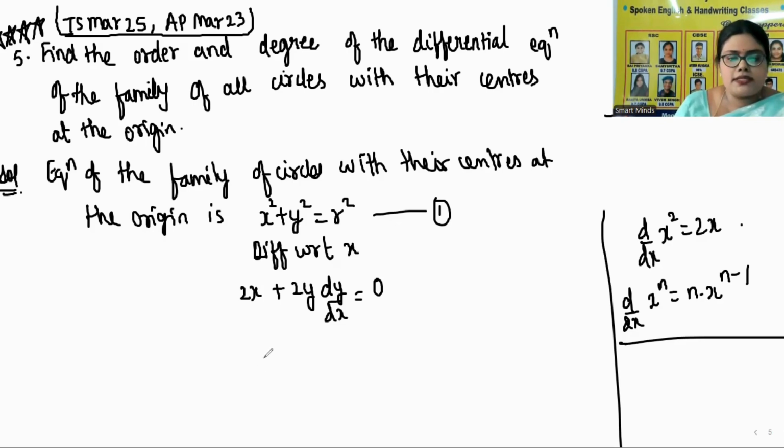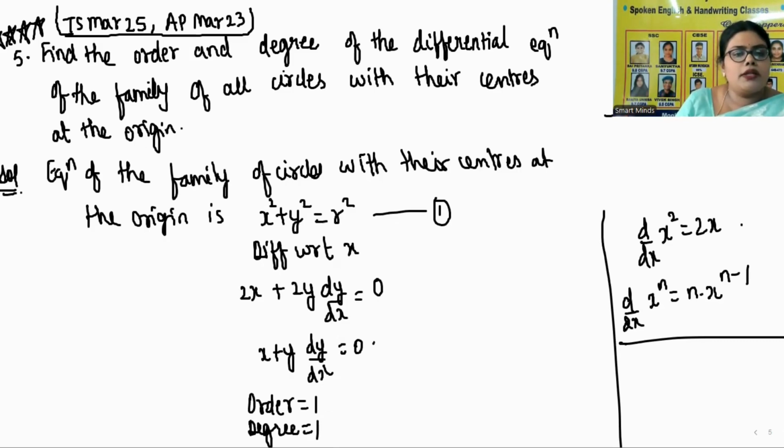So if I take 2 common, we will get x plus y dy by dx is equal to 0. Now you can see there is only one term which is derivative, that is dy by dx. You don't have d square y by dx square, you have only dy by dx. So order is equal to 1. And what power does it have? It doesn't have any power. So that means it has power 1. So degree is also 1. Order is 1, degree is 1. Understood? Yes.